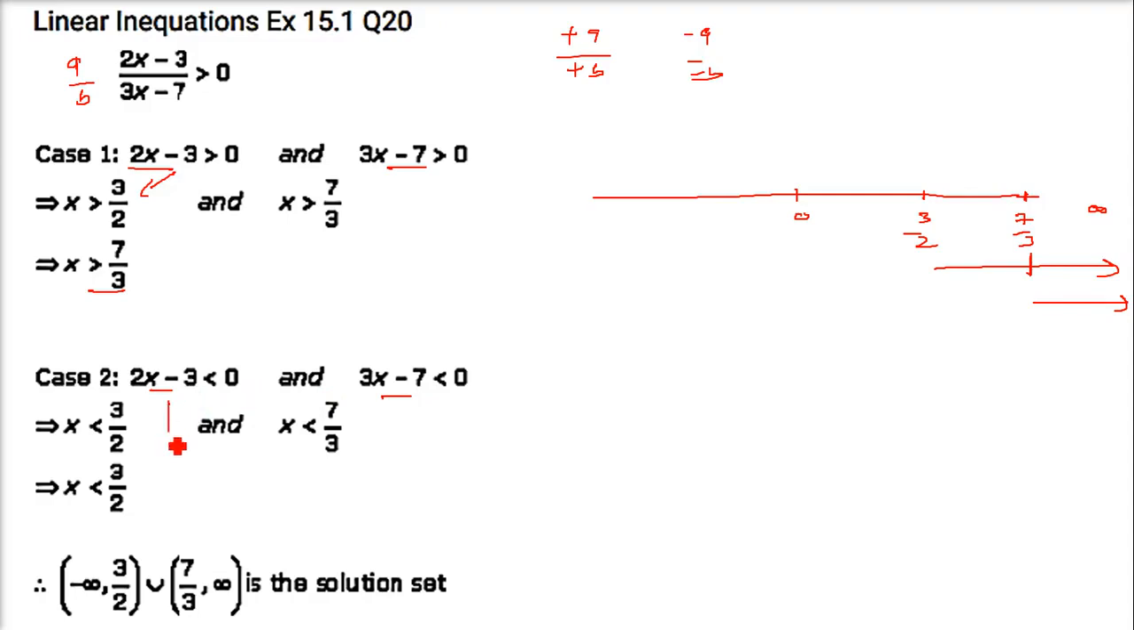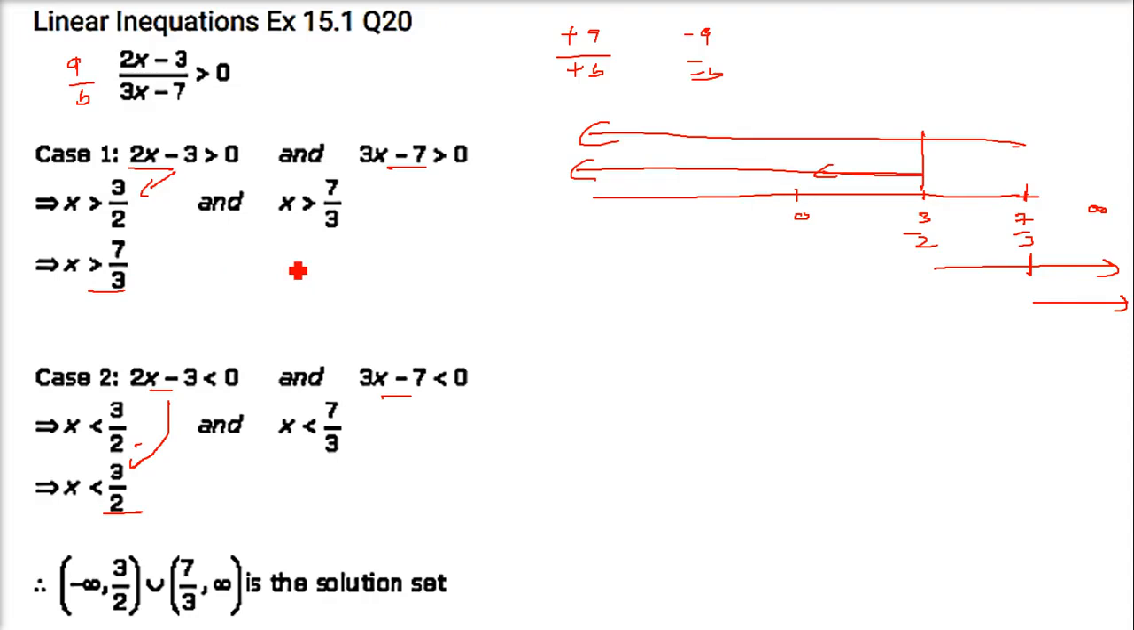In this case, you get less than 0, so x is less than 3 by 2. And here you get x is less than 7 by 3. Since it is less than 7 by 3, it is less than 3 by 2, so we take from these two, x is less than 3 by 2. So x is greater than 7 by 3 means 7 by 3 to infinity, and x is less than 3 by 2 means minus infinity to 3 by 2. Now we take the union of these two. So this is the solution.